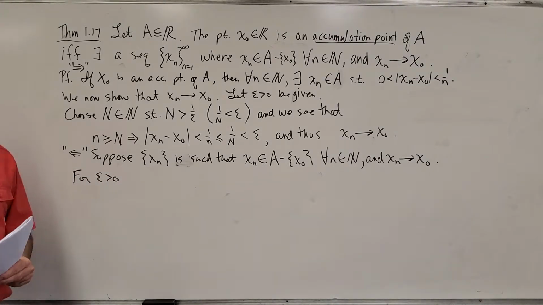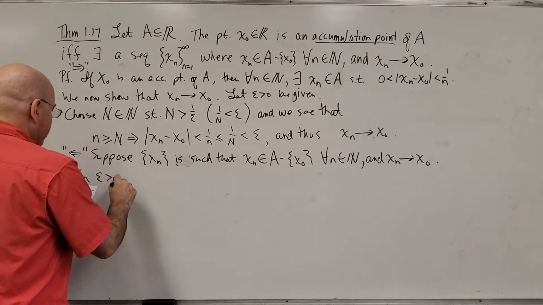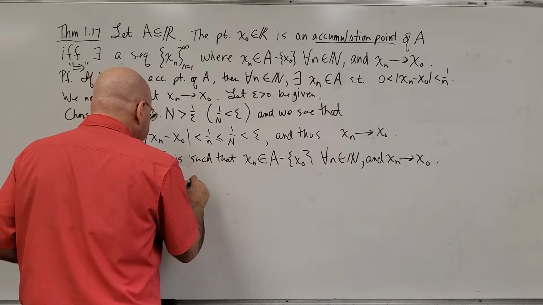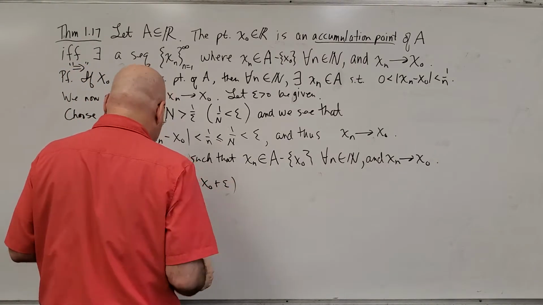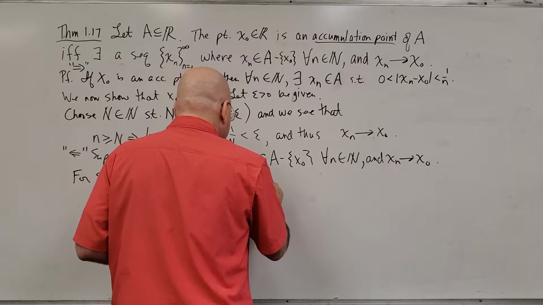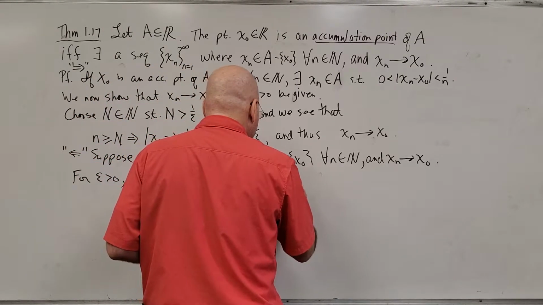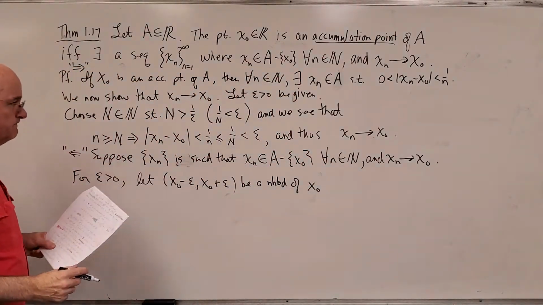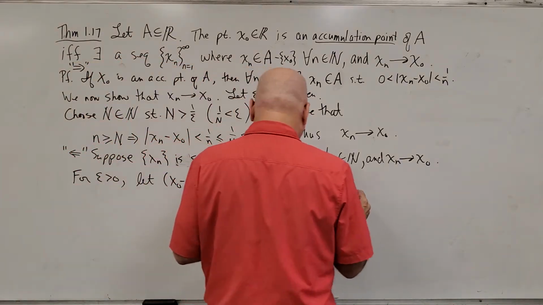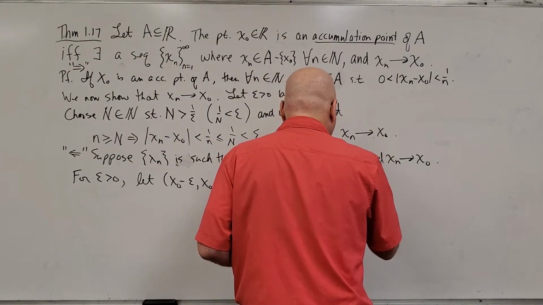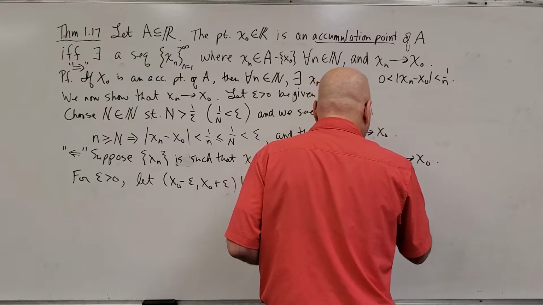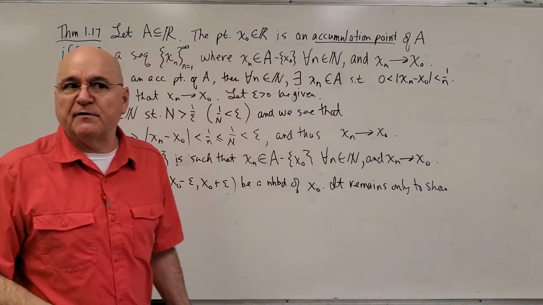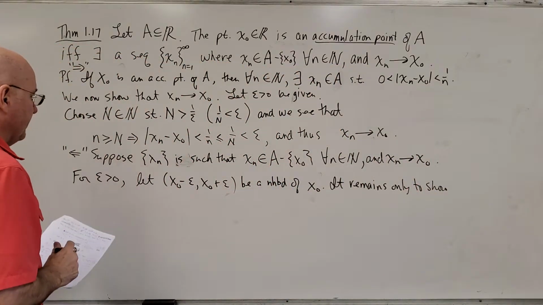All right, so for some arbitrary epsilon greater than 0, let this interval x naught minus epsilon, x naught plus epsilon be a neighborhood of x naught. Well, it remains only to show that that interval has an infinite number of elements. And that would make it an accumulation point for x naught.